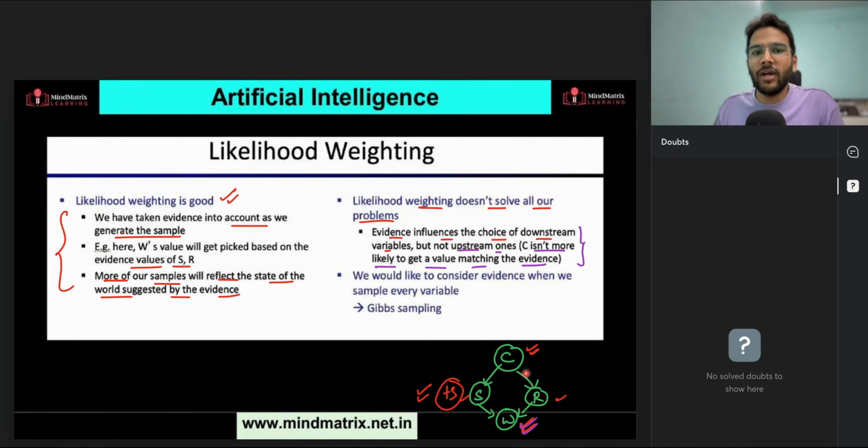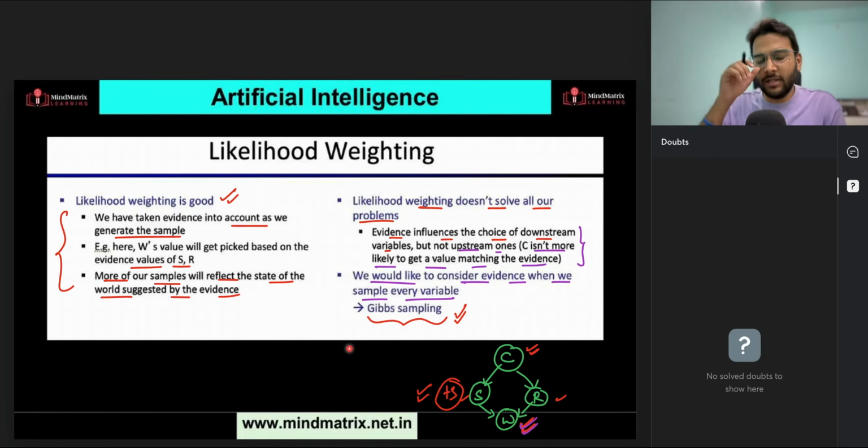That means ultimately we would like to consider evidence when we sample every variable. If I'm sampling every variable, ideally I should consider evidence for every variable, right? But it is influencing the downstream variables, not the upstream variables. For this purpose, we have another type of sampling, which is Gibbs sampling, which we are going to cover in the next lecture. Is this clear? The flow is clear.